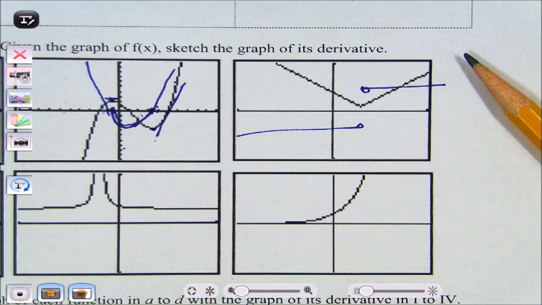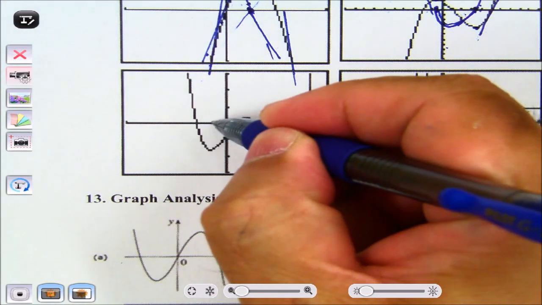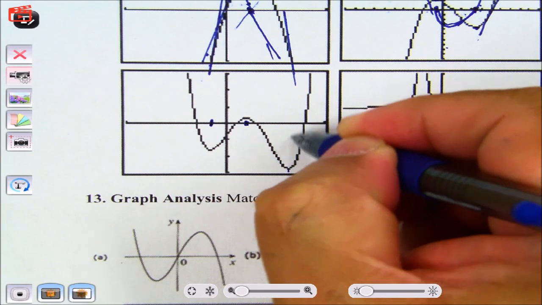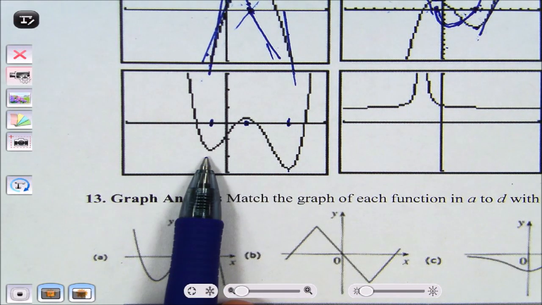Ready for the next example? Alright. Example 4. First find where the slopes of the tangent lines are 0. So there's one here, there's one there, and there's one there. These are x values of where the slopes are 0.